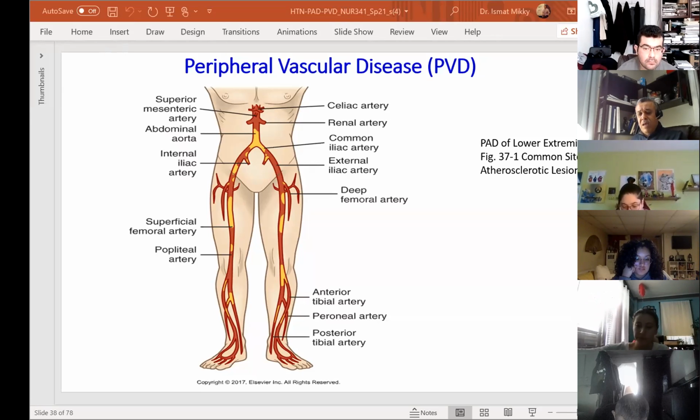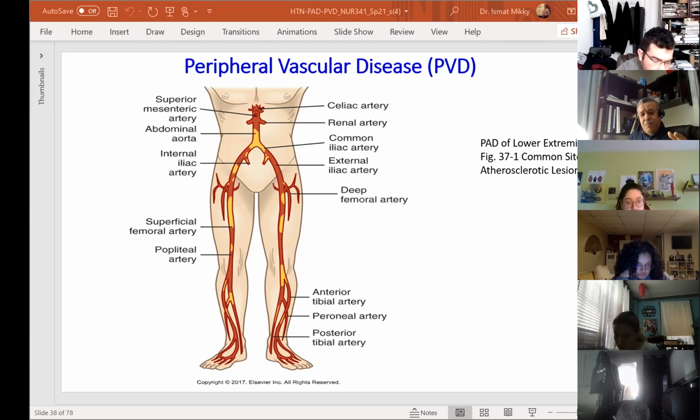The main, or the hallmark, manifestation of the PAD, peripheral vascular, we said it's vascular, but we focus more on the arterial, and we explained why. So for the PAD, we said that the risk factors are tobacco, atherosclerosis, hypertension, diabetes, high cholesterol, and age greater than 60 years old.